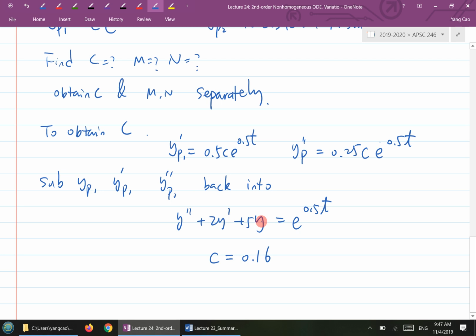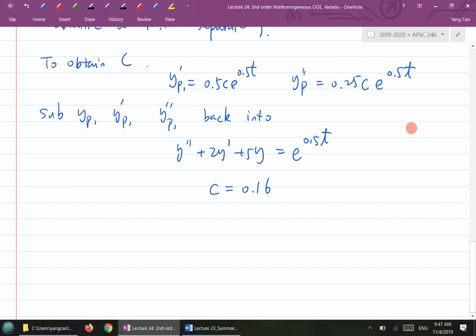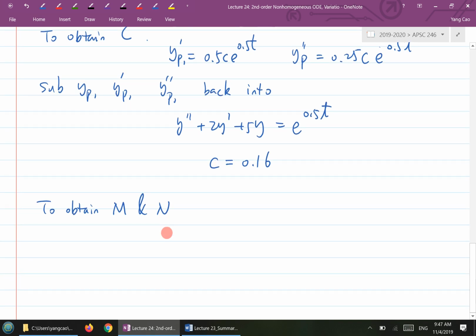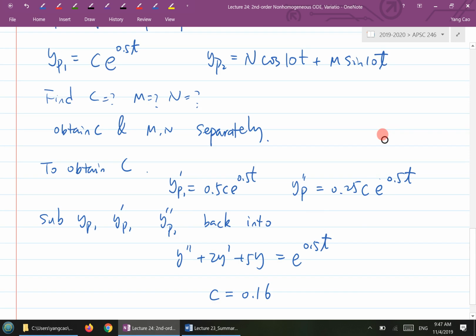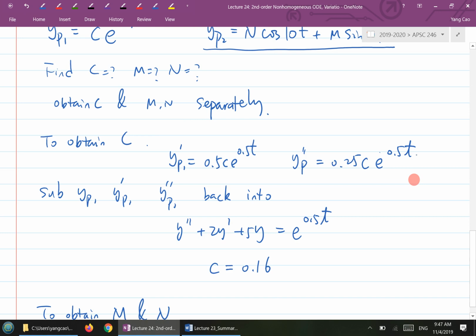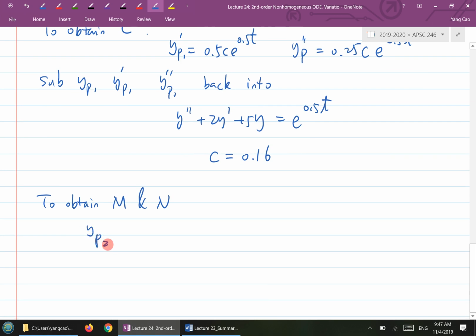So that's what we call separating the steps to find c and m, n. So let's take a look at the m and n values. This one needs very careful attention in the calculation, because it involves the sinusoidal term here. So yp2 is that expression. We do yp2 prime first.